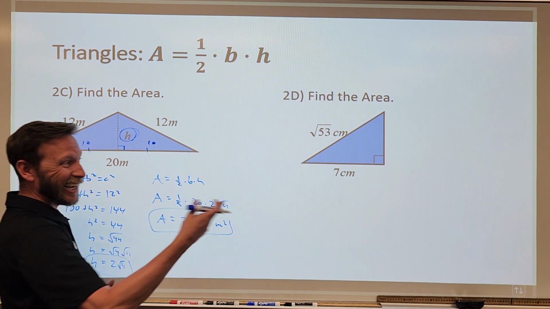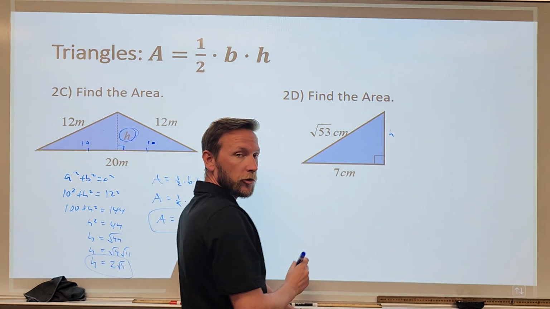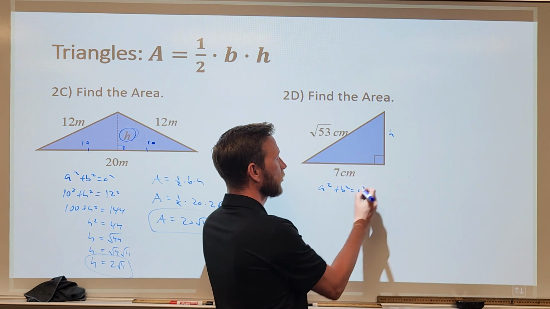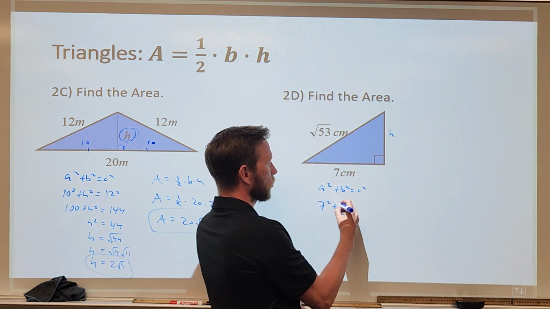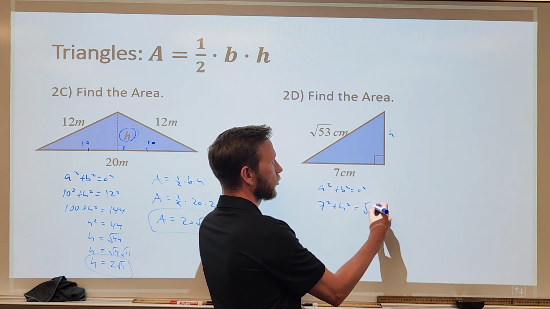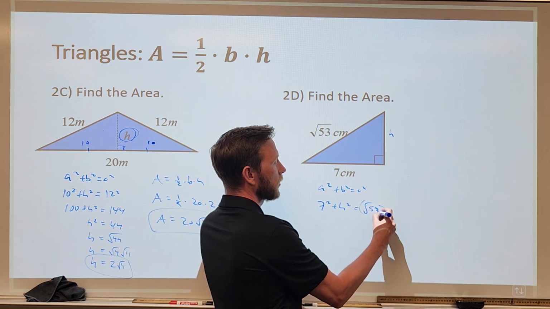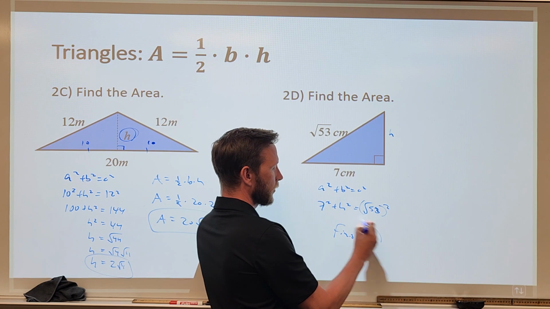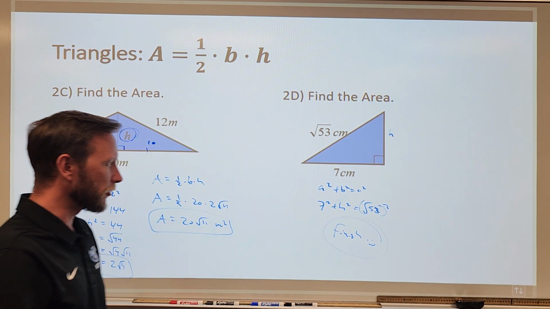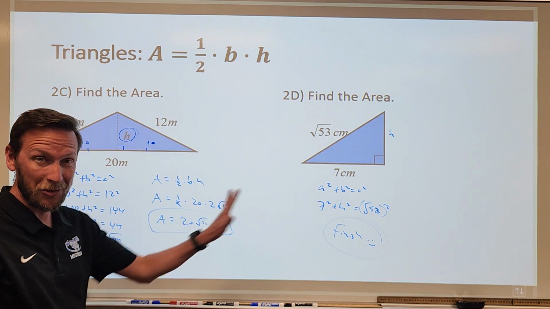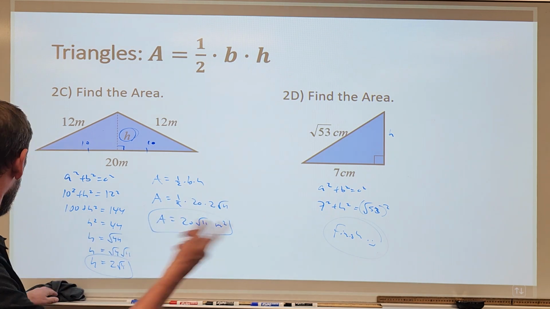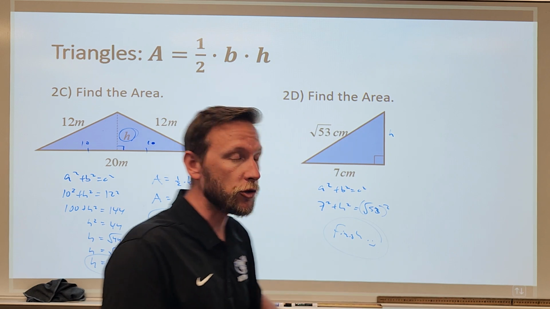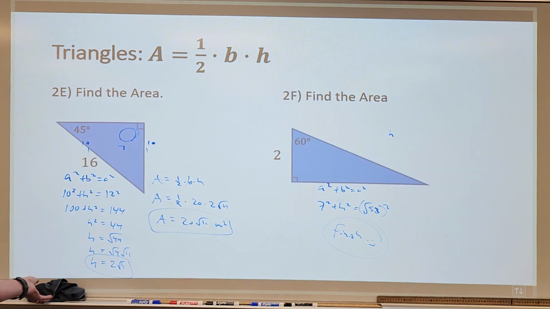Over here, if I want to find the area, I need to know what the height is, that perpendicular distance. So I get to do the Pythagorean theorem, a squared plus b squared makes c squared. I've got 7 squared plus h squared is equal to the square root of 53 squared. I want you to finish this. All right, what is the square root of 53 squared? I'm sure that you can solve that. I'm sure you can probably do it in your head. But if you need to use a calculator, go ahead and use a calculator. So here's a couple situations where we use the Pythagorean theorem to help us do that work.